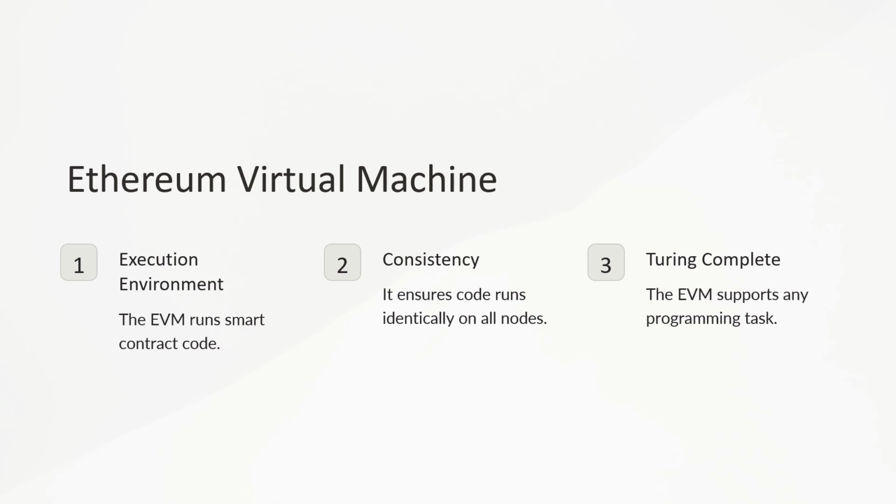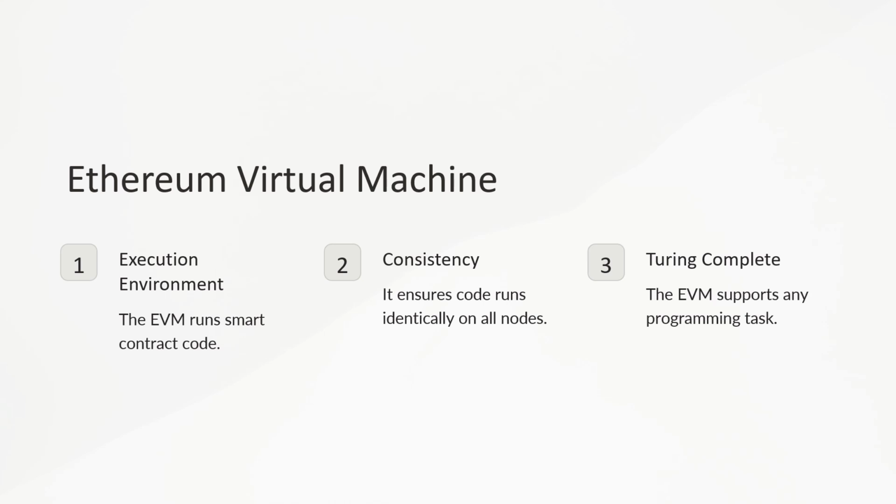A significant advantage of the EVM is its consistency and versatility. It ensures that the same code runs identically across all nodes in the network, and it is Turing complete, meaning it can solve any computational problem given the correct resources. The EVM provides a secure and isolated environment for smart contract execution, protecting the network from malicious and buggy code.